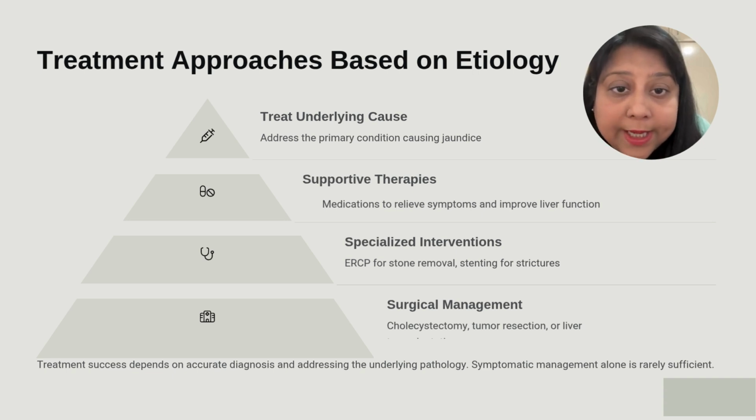Treatment approaches are based on etiology. Well, first of all, treat the underlying cause. Then, supportive therapies or medications should be given. Specialized interventions like ERCP for stone removal or stenting for strictures can be done. And surgical management is required in cases of chronic cholecystitis or gallbladder carcinoma, in the form of cholecystectomy, other tumor resection, or liver transplantation.